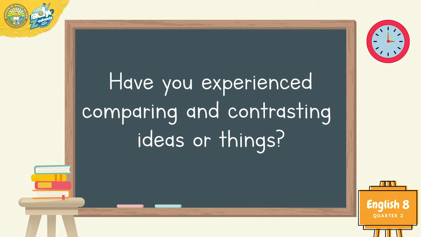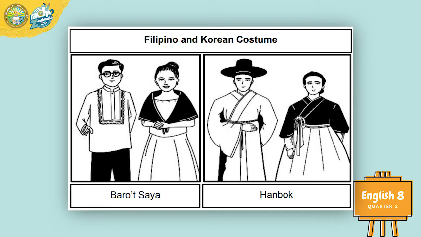Okay, try to observe the similarities and differences of the information presented. Still on your module, page 6, you have there an illustration between Filipino and Korean costume. On the left side, you have the balot saya, basically the Filipino attire. And on the right side, you have the hanbok, of course, of the Korean. Try to examine the picture, the illustration, carefully.